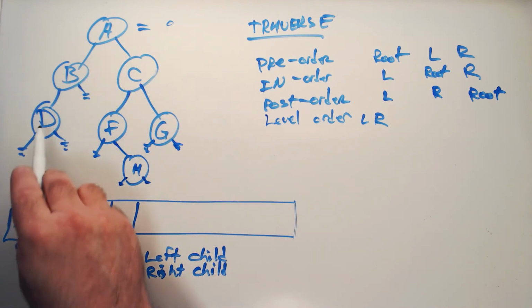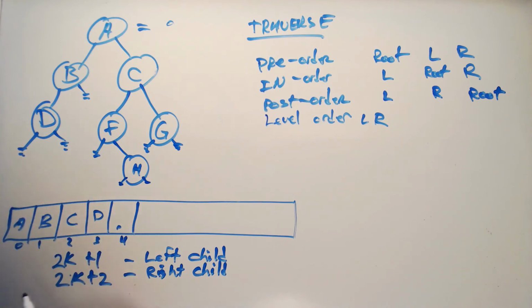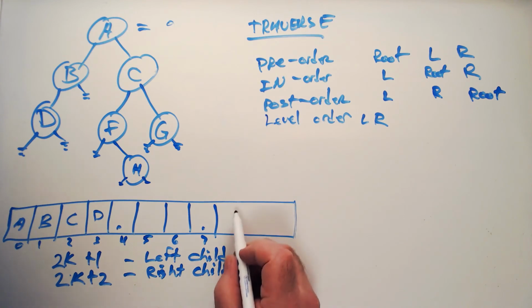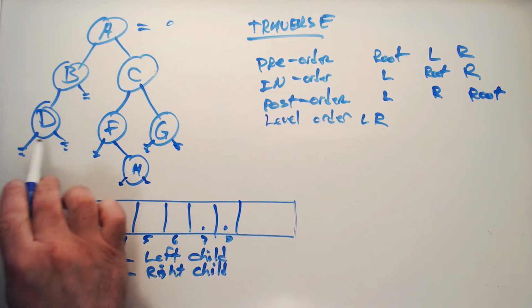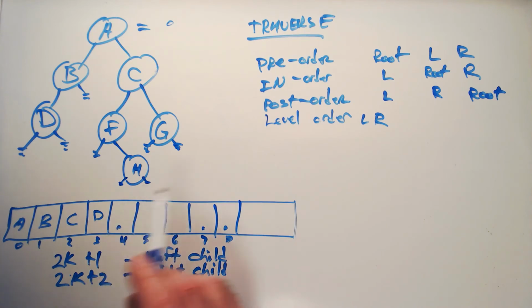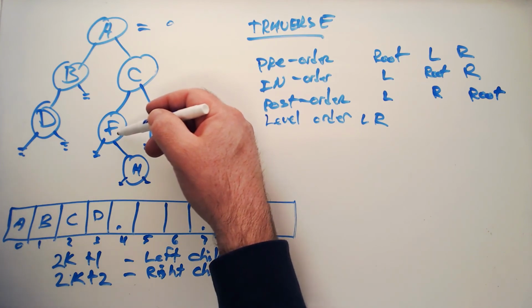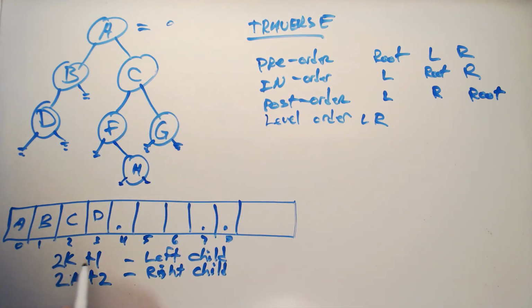So now we have D at 3, all right? Where is the left child of D supposed to go, which is also null? 2 times 3 is 6, plus 1 would be 7. 5, 6, 7. The left child of D is supposed to be null, so I'm going to put a dot in there. The right child of D is going to be the same thing plus 1 more, so that should go here at 8. And there's nothing there for that right child. Okay, that's good. So what then do we do about the left child of C, which is going to be F? C is at 2. 2 times 2 is 4, plus 1 is, what, 5?